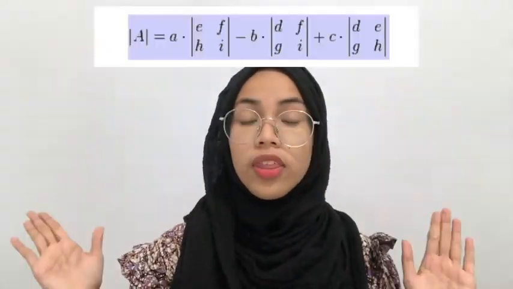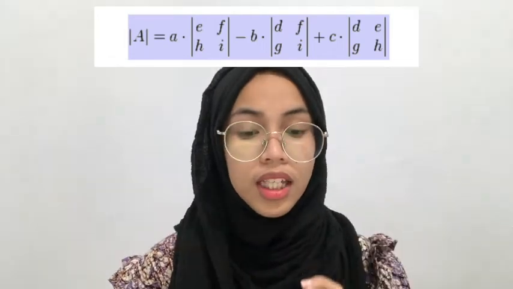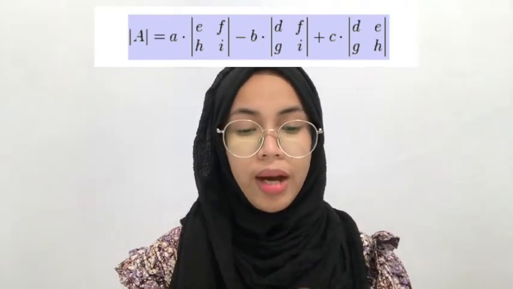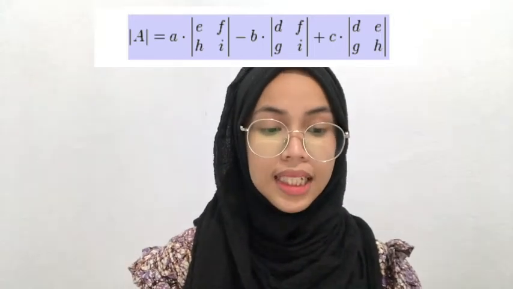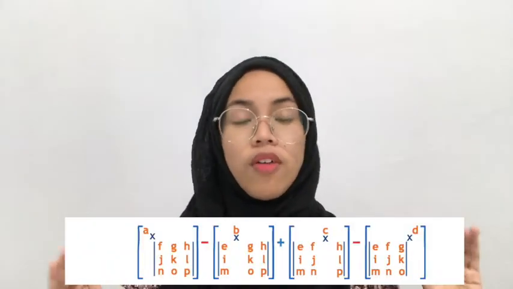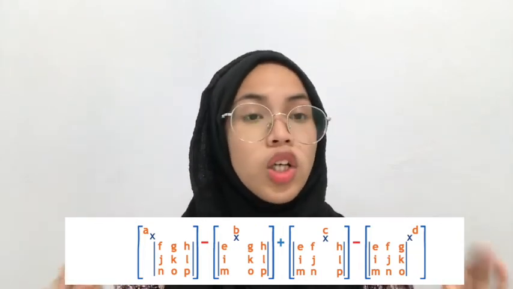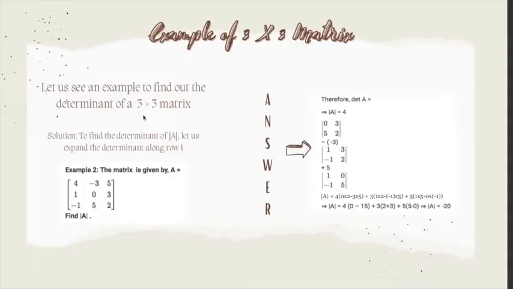As a formula, the determinant of A equals A times the determinant of E, F, H, I, minus B times the determinant of D, F, G, I, plus C times the determinant of D, E, G, H. The pattern continues for 4 by 4 matrices or higher. This is the formula for a 4 by 4 matrix. Notice the pattern of plus, minus, plus, minus. So now, here's an example of a 3 by 3 matrix.